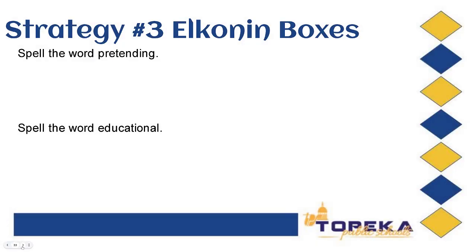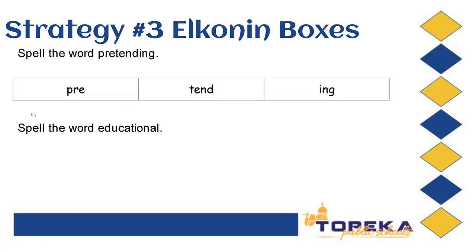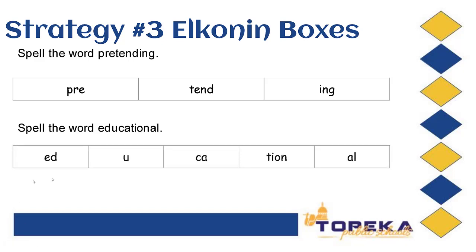So let's think about how these help with spelling. If I said spell the word pretending, students could create 3 boxes and put the different syllables they hear within the word to spell it. If a student was spelling the word educational, I could give them 5 Elkonin boxes to write the syllables in order to effectively spell the word.